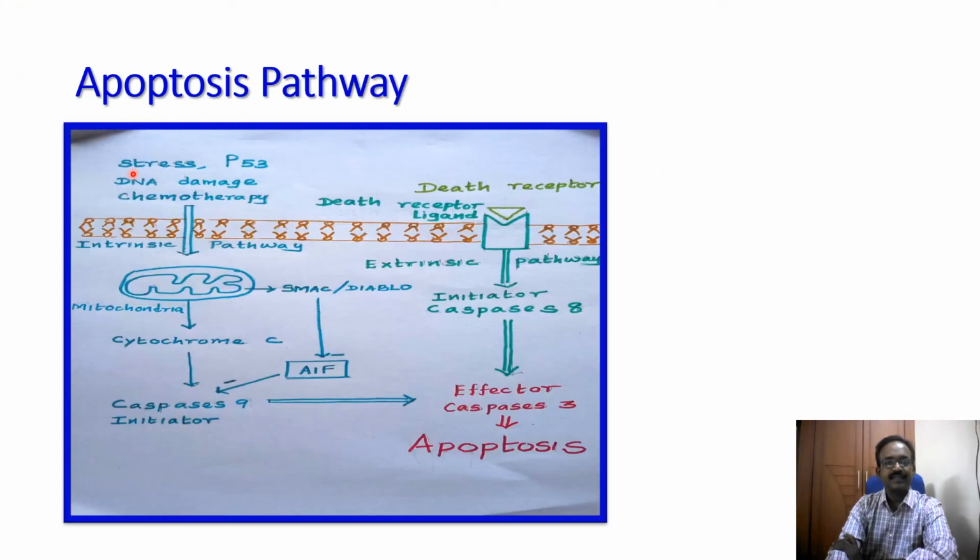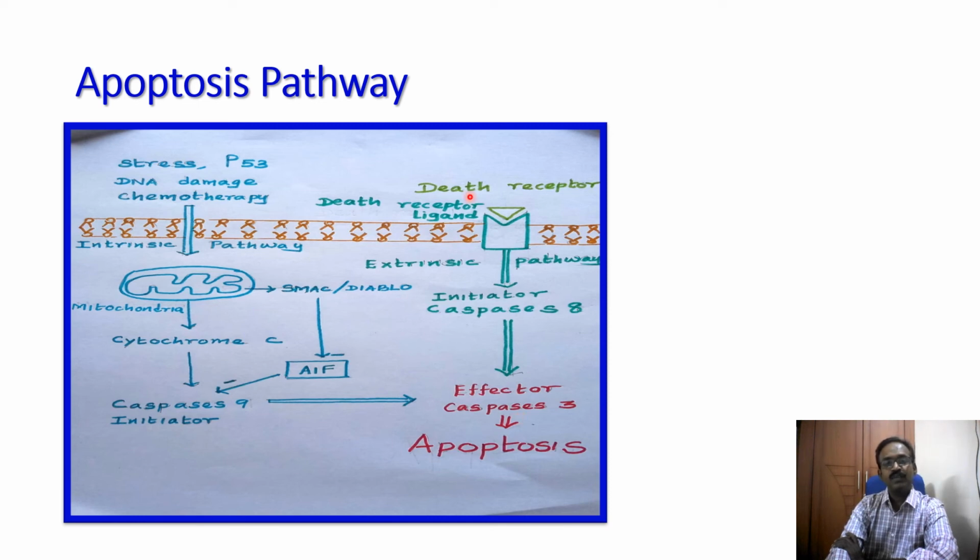Apoptosis pathway. Stress, p53 protein, DNA damage, and chemotherapy initiate the intrinsic pathway of apoptosis that stimulates the mitochondria to release cytochrome C, which activates the initiator caspase 9. Mitochondria also release the second mitochondria-derived activator of caspases, or DIABLO, that inhibits the apoptosis inhibiting factor. Normally the apoptosis inhibiting factor inhibits caspase 9; that inhibition is removed, disinhibition, by SMAC or DIABLO. So it initiates apoptosis. Caspase 9 activates caspase 3. This is the intrinsic pathway of apoptosis.